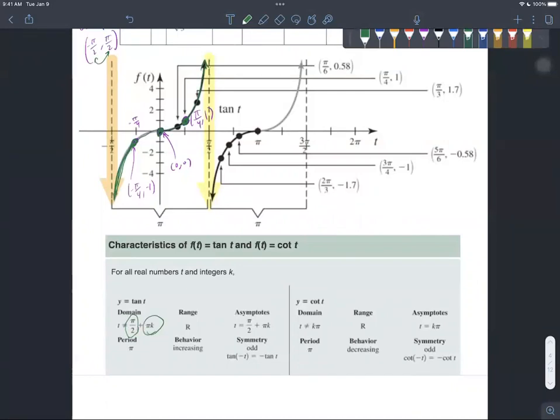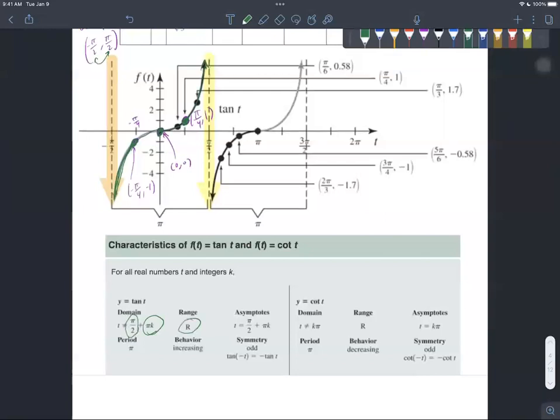So we add some multiple of pi. If you add negative 1 pi, it puts you over here at the orange vertical asymptote. If you add 1 pi, it puts you over here, and we see we have another vertical asymptote. Okay, so there are infinitely many vertical asymptotes.